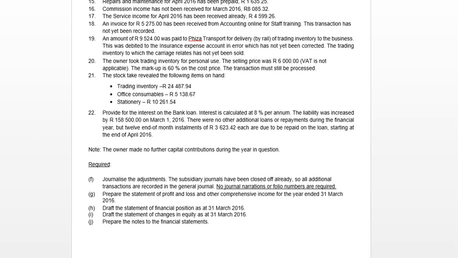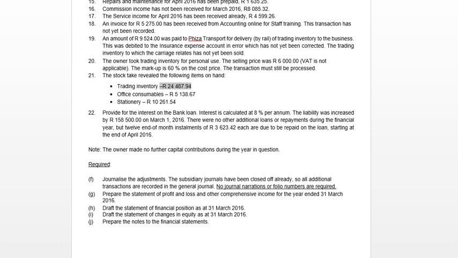Then we did a stock take, and in our stock take we revealed that our trading inventory was 24,487. We do not need to make a general journal adjustment for this, but we will record it when we determine our cost price. We'll get to that in a minute when we look at our statement of profit and loss and other comprehensive income.